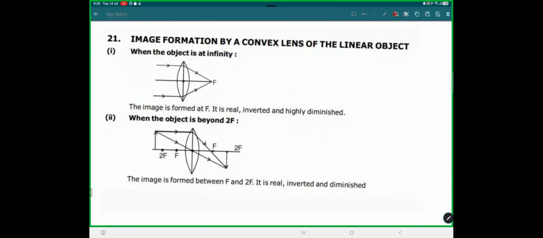This is for a convex lens. So if light rays are parallel, they'll meet at the focus. Image at focus, real, inverted, and highly diminished. If the object is beyond 2F, the image is inverted, real, and diminished. You should remember these things. So exactly the same way we have theoretical questions in spherical mirrors, we also have theoretical questions here.